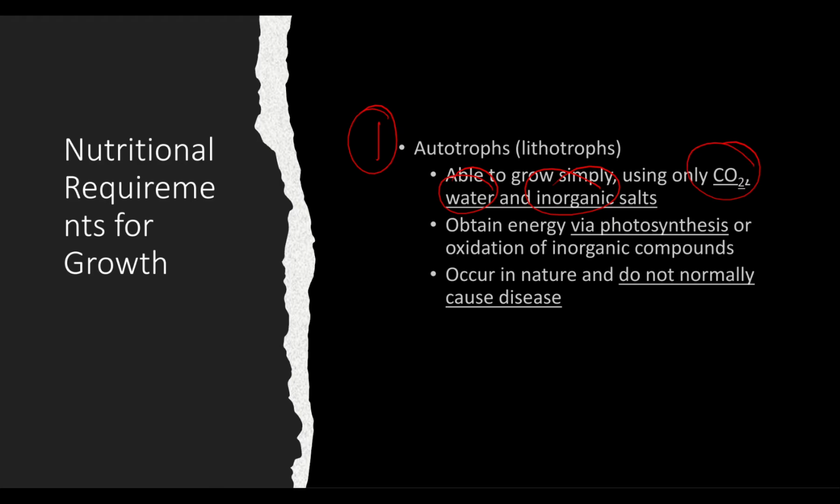So how do they make their own food? Usually they make their own food through photosynthesis. The outcome of photosynthesis is not just to give them food, but also to give them energy. One main difference between the autotrophs and the other category is that microorganisms in the autotroph category do not normally cause disease. So they are the good autotrophs, the good bacteria. Normally they do not cause disease.